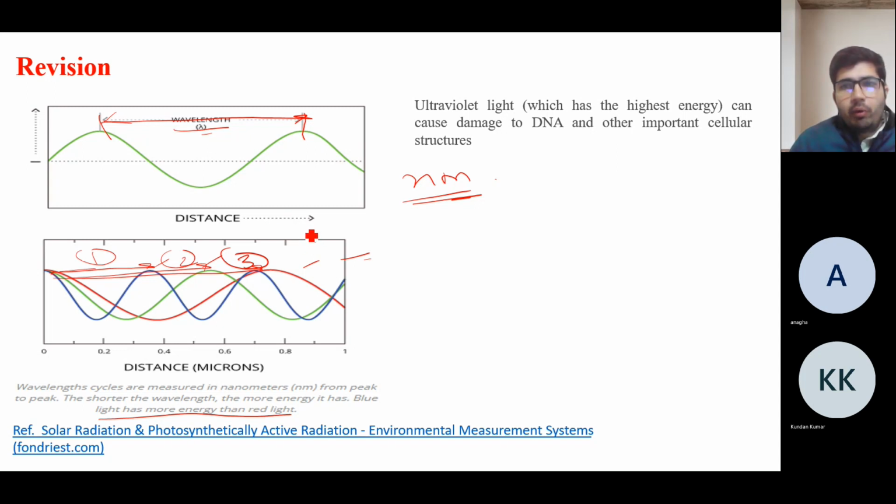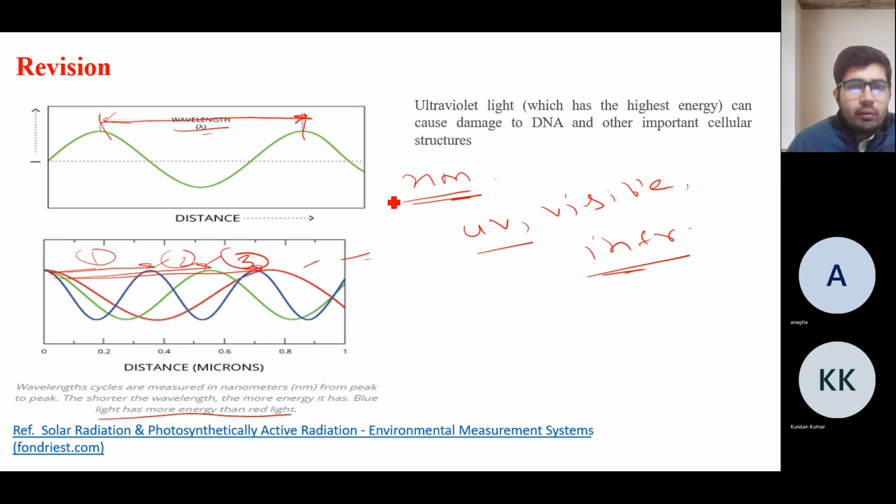When we see the spectrum of the sunlight, there are three spectrums we discussed in the last slide: ultraviolet (UV), visible light, and infrared. UV has more energy, and UV is represented by the blue color. Infrared is generated from the red one, and the visible light is from green color.